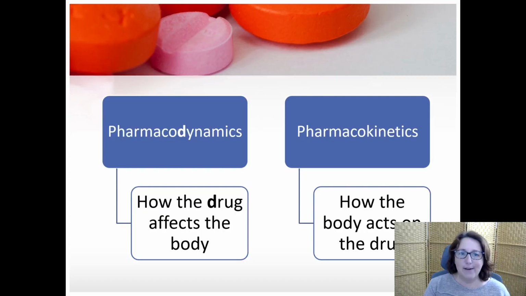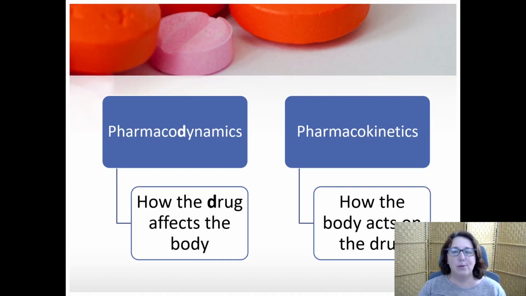I remember the difference by thinking of the D in pharmacodynamics and the fact that drug comes before body in that statement. So pharmacodynamics means how the drug affects the body. A way to remember pharmacokinetics is kinetic means movement. So pharmacokinetics is the movement of the body and how that affects the drug.